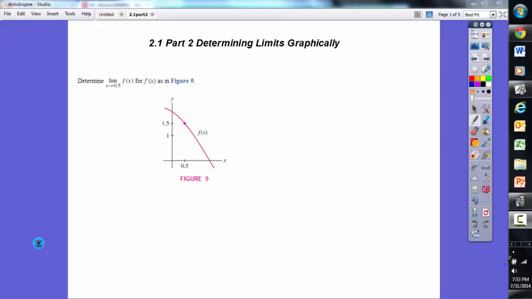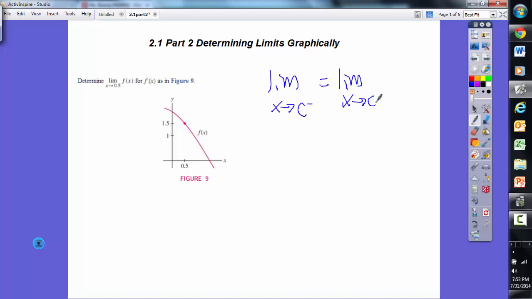We're going to talk a lot about determining limits graphically, and the thing you have to understand the most is that when the limit as x approaches c from the left equals the limit as x approaches c from the right, then that equals the limit as x approaches c. It's really, really important that you understand that if the limit from the left and the limit from the right are not equal, then the limit does not exist. That's what we have to get out of this whole thing.